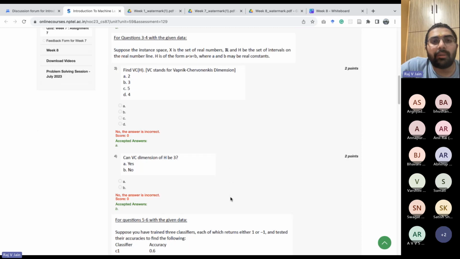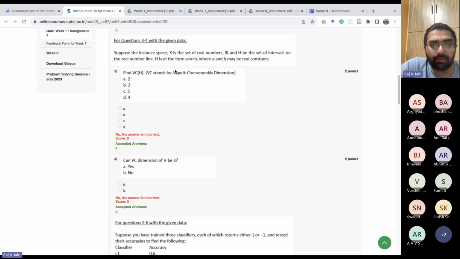All right. Coming to question number 3 and 4. Suppose we have the instance space X as the set of real numbers R, and H is the set of intervals on the real number line, of this form a less than x less than b, where a and b may be real constants. So what is the VC dimension of H? And can the VC dimension of H be 3?